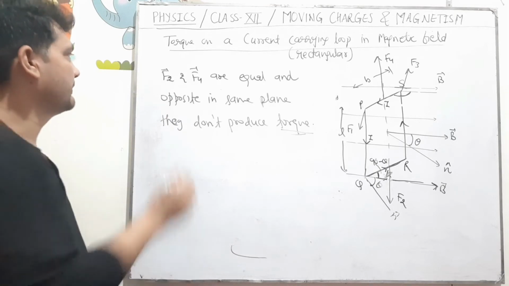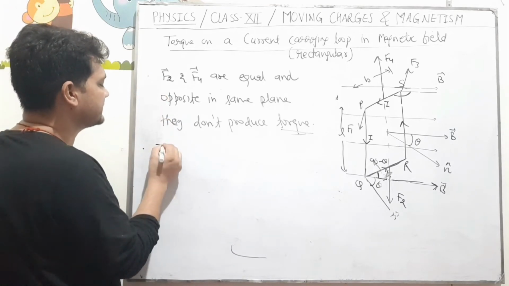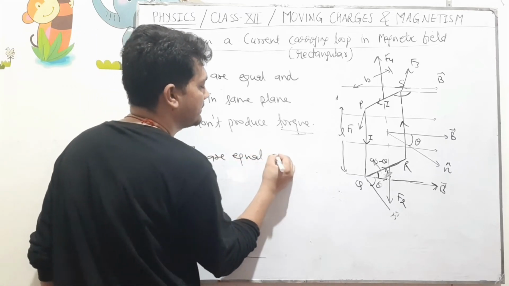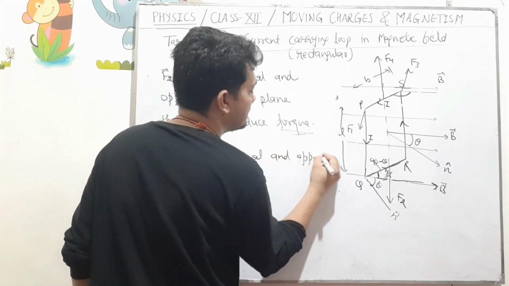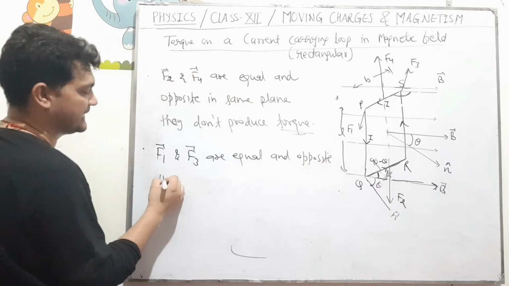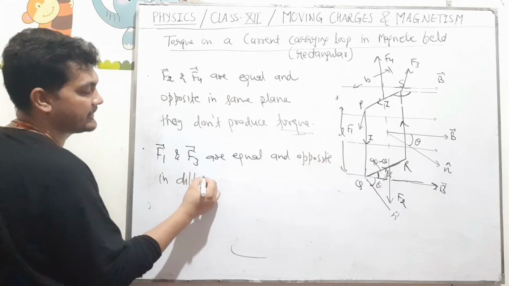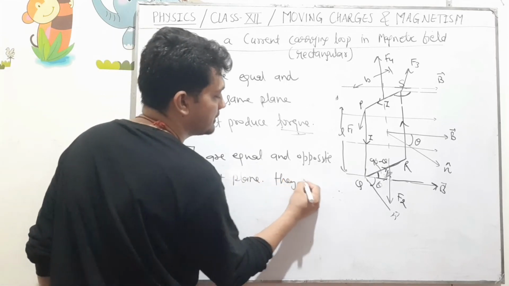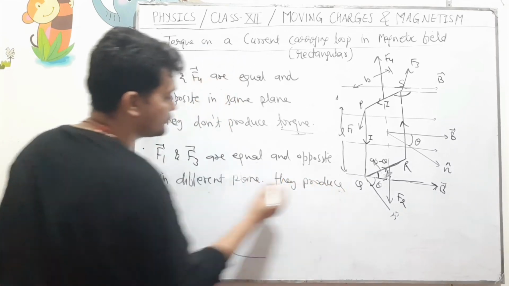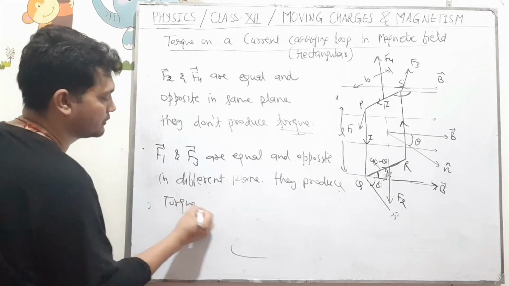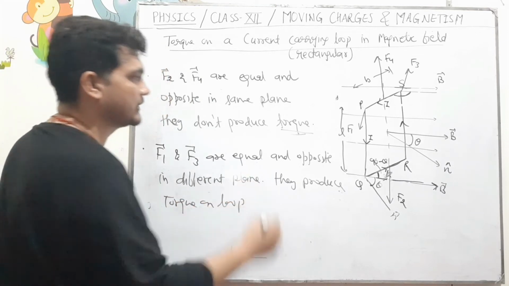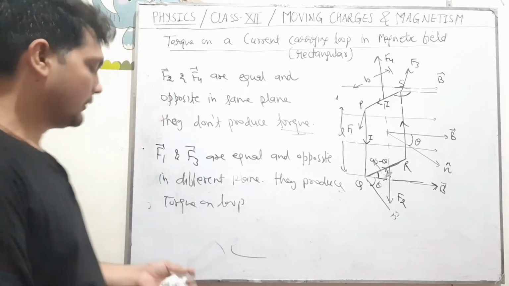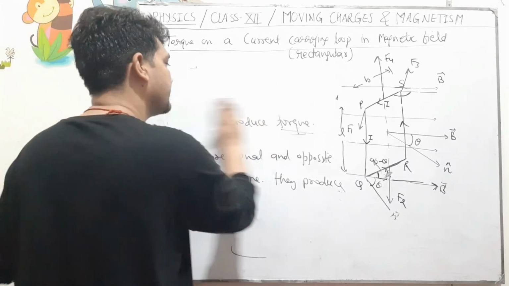But F1 and F3 are equal and opposite in different planes. In different planes, they produce torque. They produce torque on the loop. Therefore, the loop starts rotating because of this torque. So now let us see what is the torque, the expression of torque here.